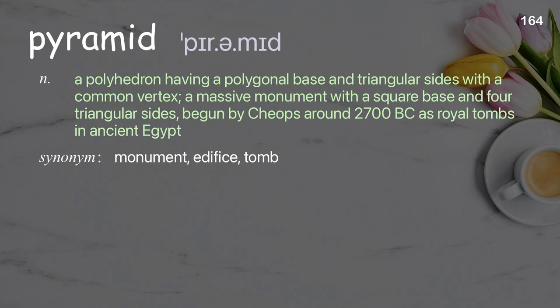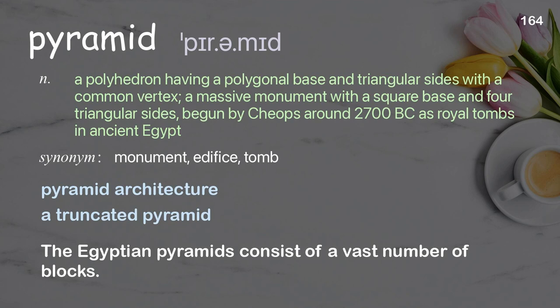Pyramid: a polyhedron having a polygonal base and triangular sides with a common vertex, a massive monument with a square base and four triangular sides, begun by Cheops around 2700 BC as royal tombs in ancient Egypt. Examples: pyramid architecture, a truncated pyramid. The Egyptian pyramids consist of a vast number of blocks.